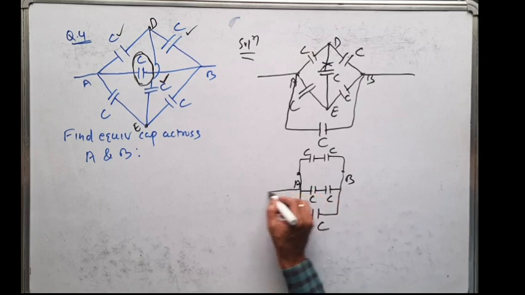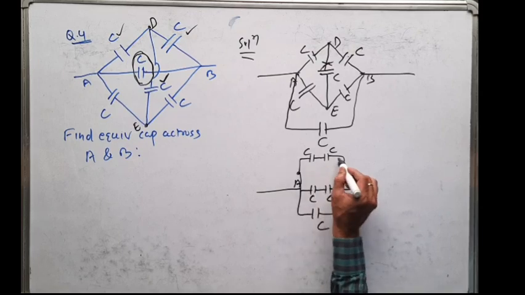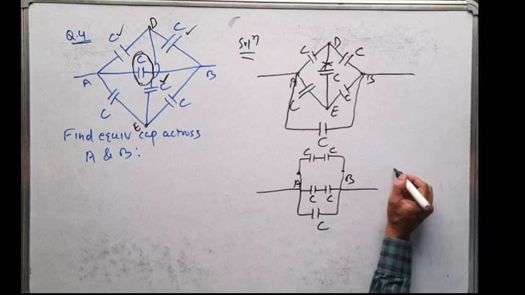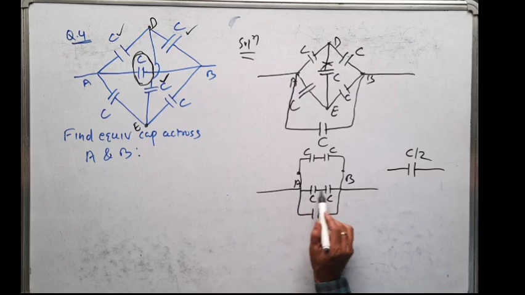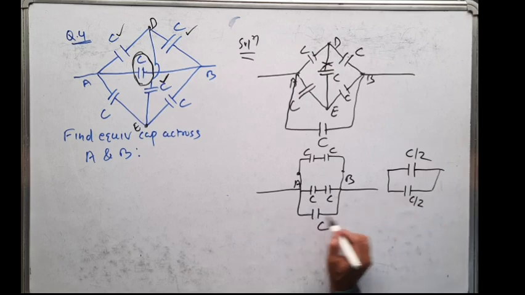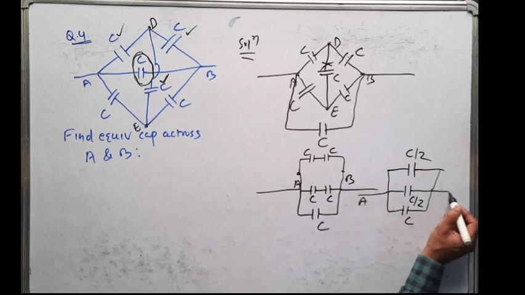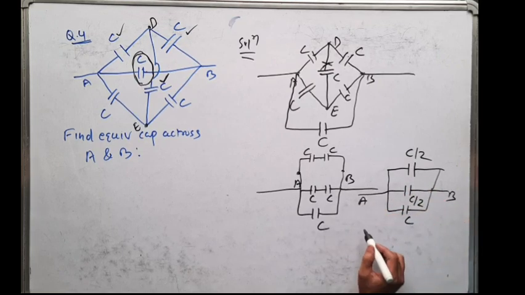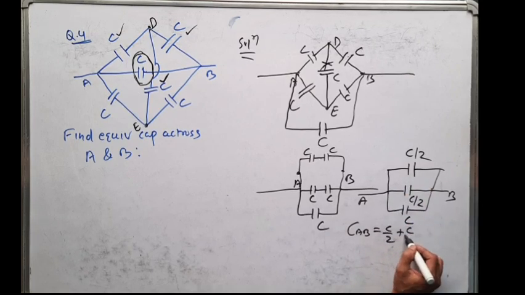Now bring this A terminal, B terminal. Here there are 3 parallel paths. In this path, C and C are connected in series, so the equivalent will be C by 2. Here also these C and C are in series, equivalent C by 2. Here this C is connected in between. So there are 3 parallel paths. Then the equivalent capacitance is the sum of 3, that is C by 2 plus C by 2 plus C, which equals C plus C, that is 2C. So this is the equivalent capacitance.